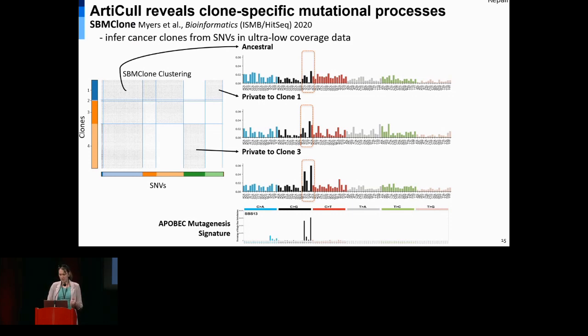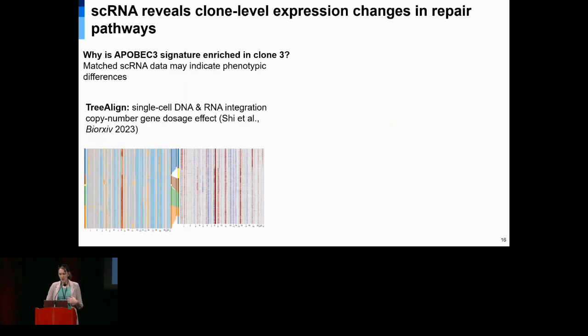And we see that there's a very distinct increase of this in one of the clones. So this is now my single-cell RNA slide. We wanted to investigate why this signature might be enriched in clone 3, and we actually had conveniently matched single-cell RNA data from the same tumor, and thought, maybe we could find some phenotypic differences.